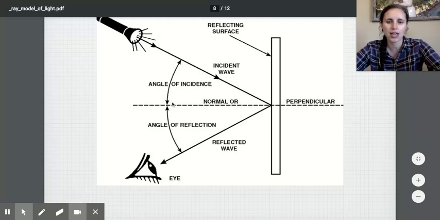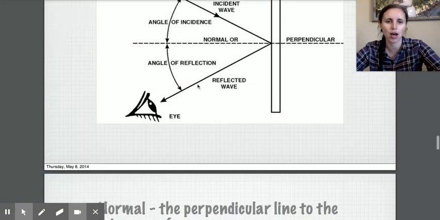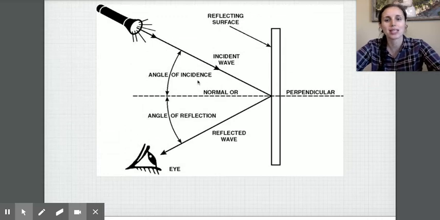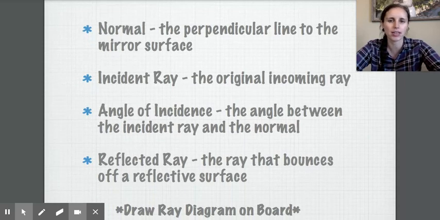Here you can see the angle of reflection. It could be a really big angle of reflection. It can be a really small angle of reflection. These measurements allow us to make some assumptions and some predictions. So it's important to understand what I'm talking about when I say angle of incidence and angle of reflection. So just a little bit of terminology around that diagram.